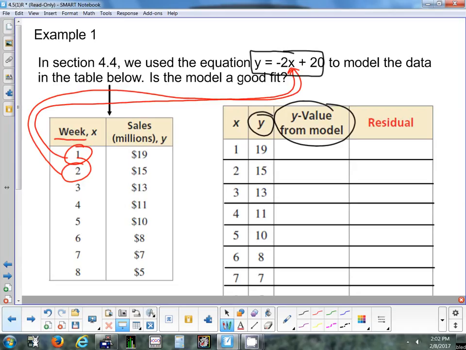So let's start with 1. Let's plug 1 in for x. Derek, if I plug 1 in for x, what's negative 2 times 1? Yep. And now you've got negative 2 plus 20, which is the same as 20 take away 2, 18. Now, did my model give me a pretty close prediction to what it should be? What do we think?